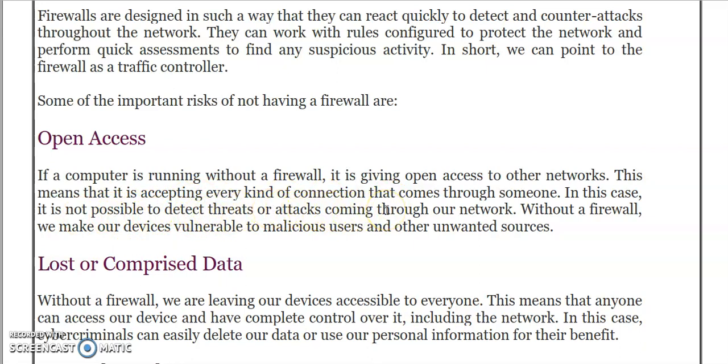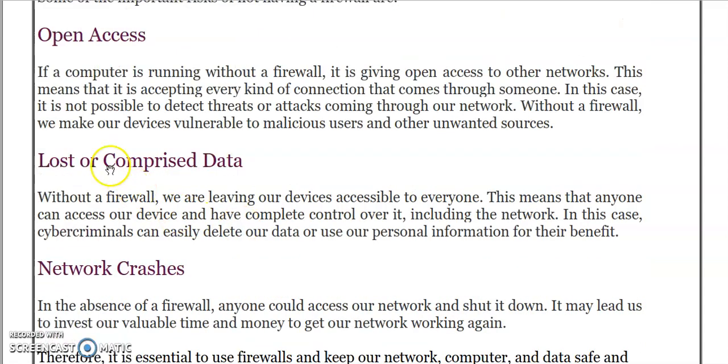Without a firewall, we make our devices vulnerable to malicious users and other unwanted sources. It is just like leaving our homes without locking the doors. If our doors are not locked, it means we are giving access to anybody to come inside. In the same way, we need a firewall if we want to check malicious data from entering our computer.